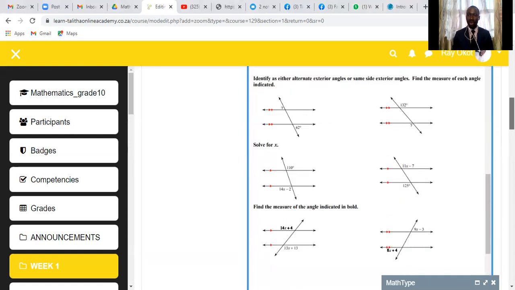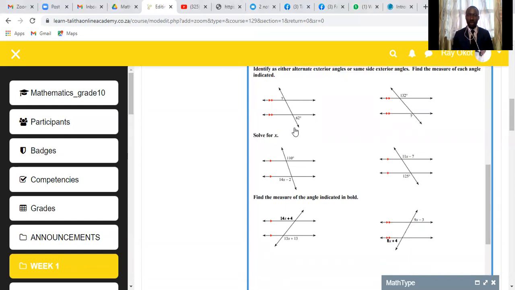Well, that is not all. There are times when we are required to solve. For example, look at this second question. Under this activity, we still have this question here that we have to solve for x. The question is, how do we solve for x? Since this angle here, 110 degrees, and this other angle, 14x minus 2, are alternate exterior angles, that means they are also the same. So how do we start that?